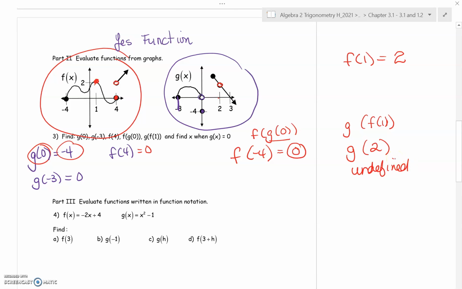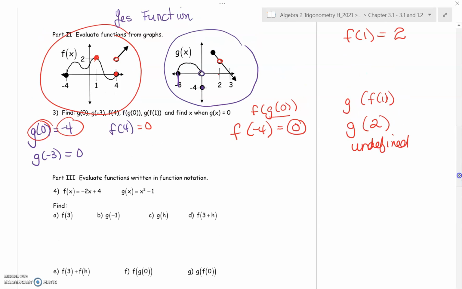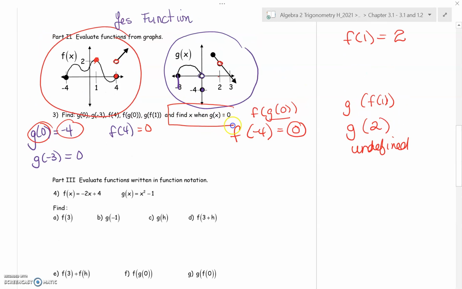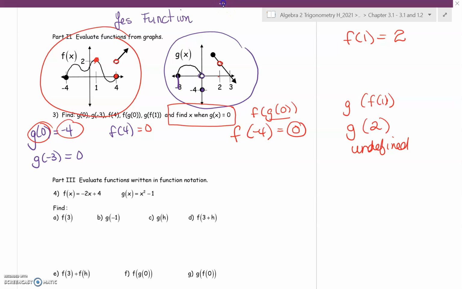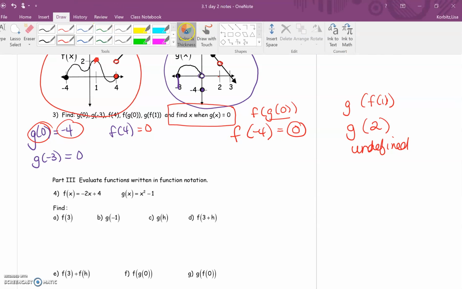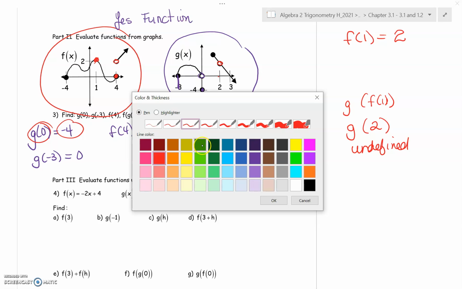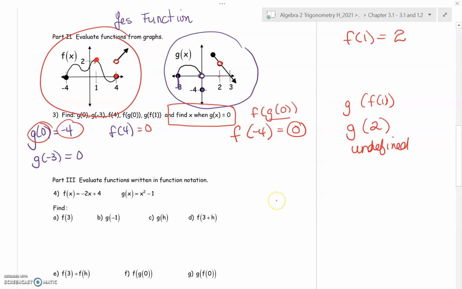Okay, so for the next part, oh, I'm sorry, we skipped one. It says find x when g of x equals 0. So go ahead and pause the video and think about how you would answer that question. Okay, so let's see what you decide.